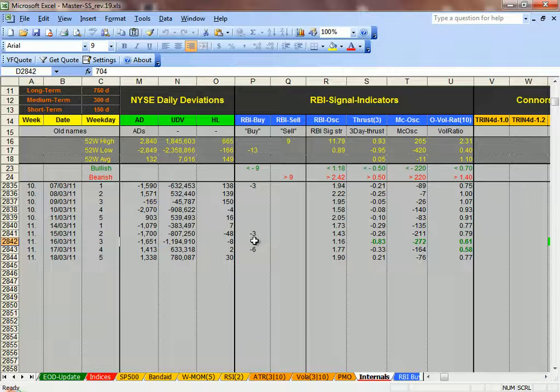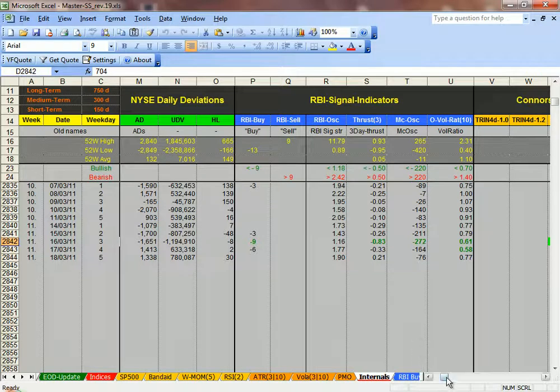This is my RBI model, and it reached a -9, which is very oversold. I see that combined with a 3-day thrust reading of -83, which is very extreme. The McClellan oscillator is at -272, an extreme, and the 10-day volume ratio at 0.61.